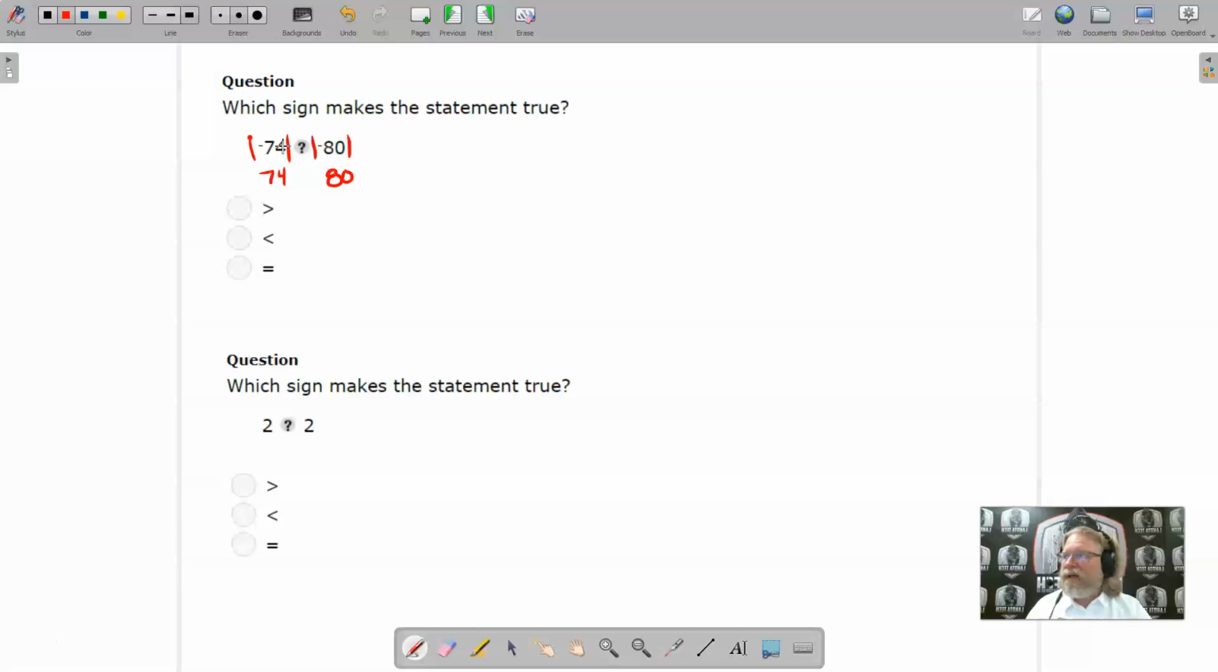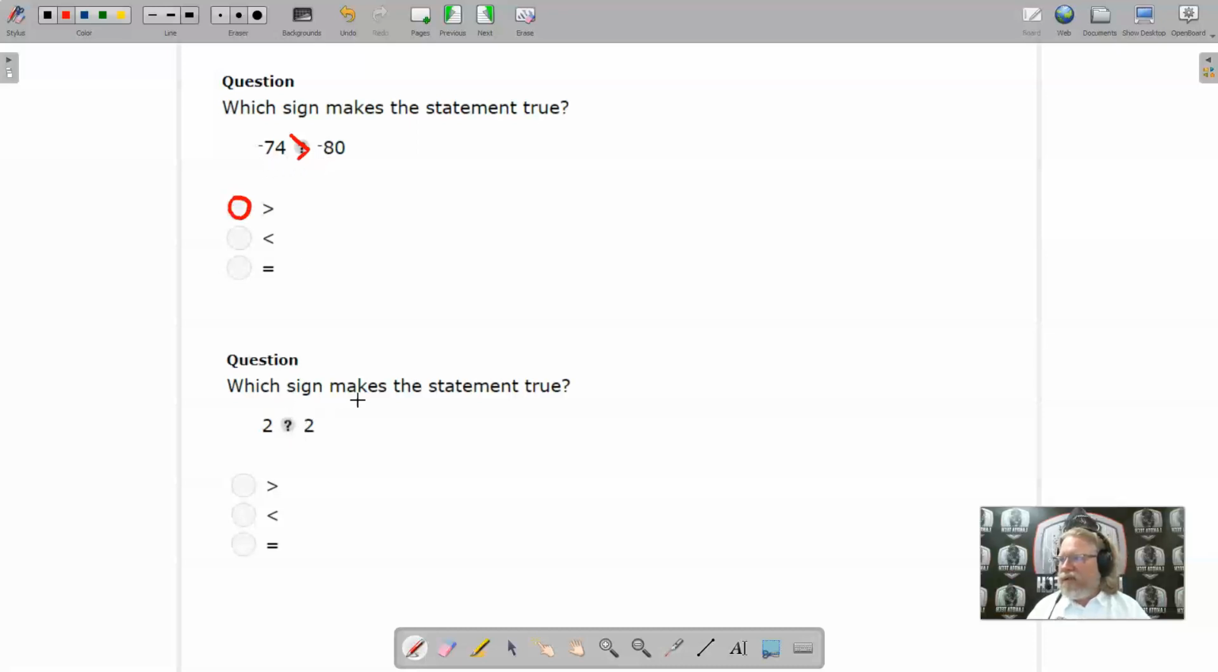So in this case, we know that negative 74 is going to be closer to 0. That means it would be to the right of negative 80 on a number line. And I'm going to erase all this clutter there. So we know that in this case, that negative 74 is going to be greater than negative 80. So we're going to use this symbol right here because negative 74 is closer to 0 than negative 80 is.